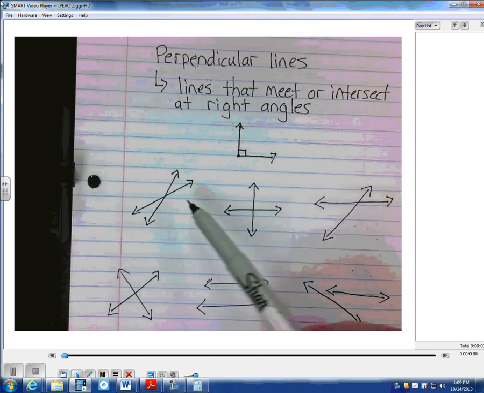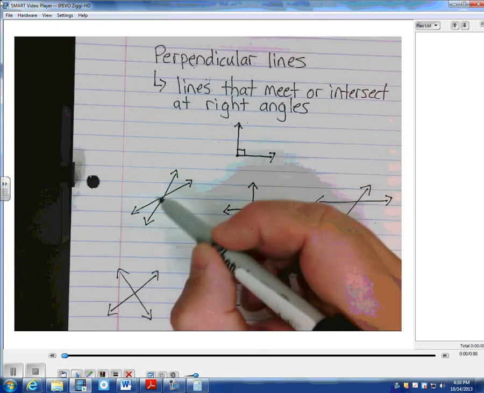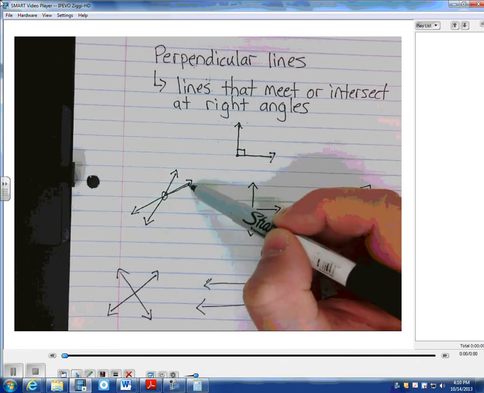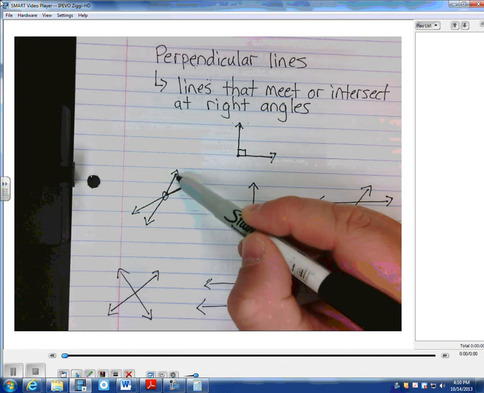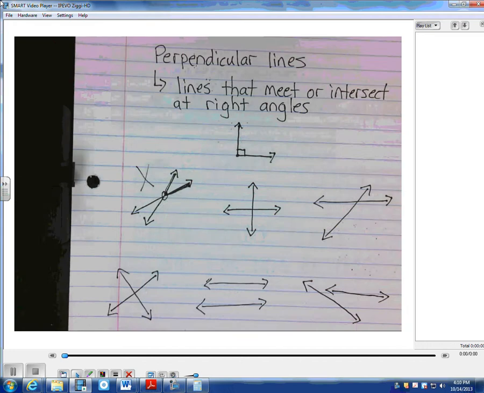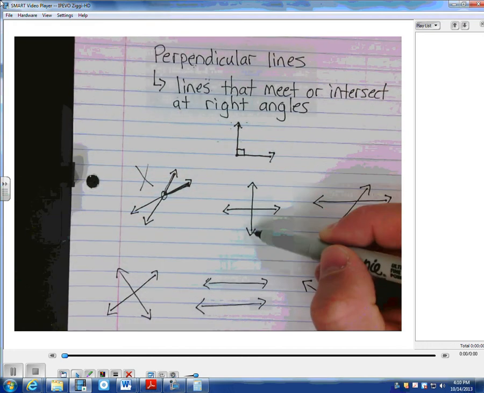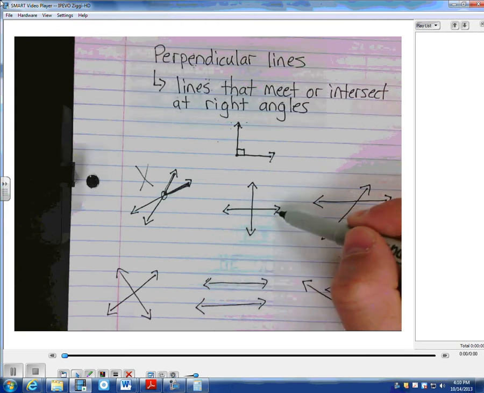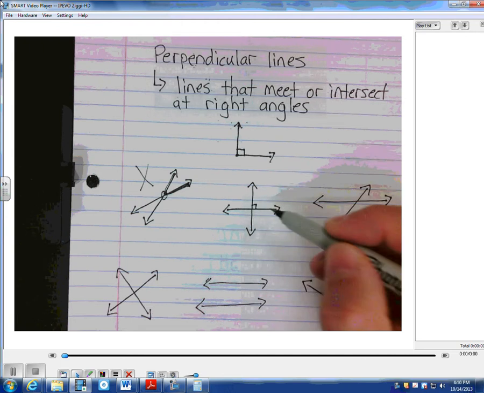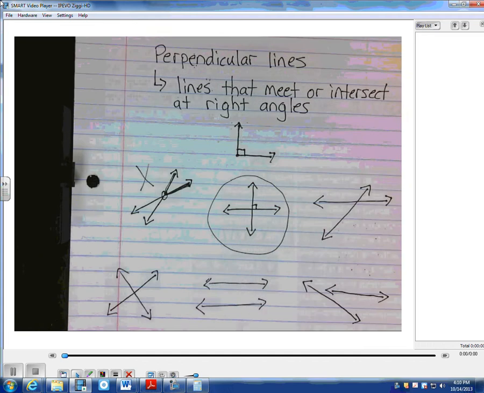Okay, so the first one here, see where they intersect? They intersect right here. And that is not a 90-degree angle. This right here is not a right angle. So that would not be perpendicular. Now this one, you can see we have this line going this way, and we have this line going this way, and they intersect perfectly right here at a 90-degree angle. So this one would be perpendicular.